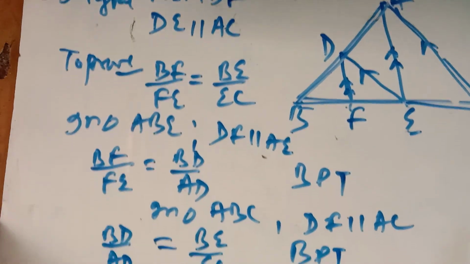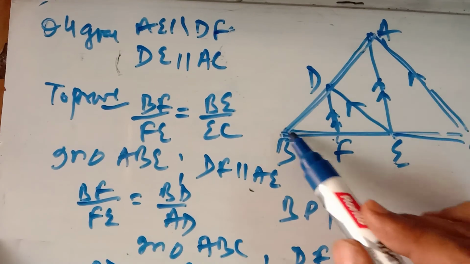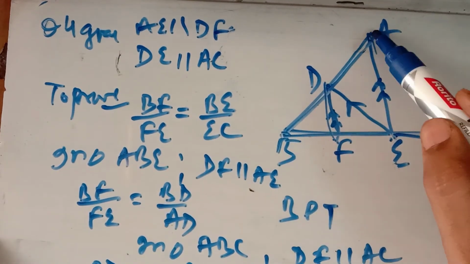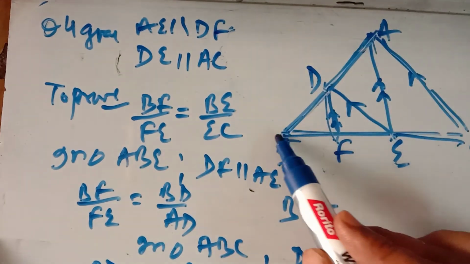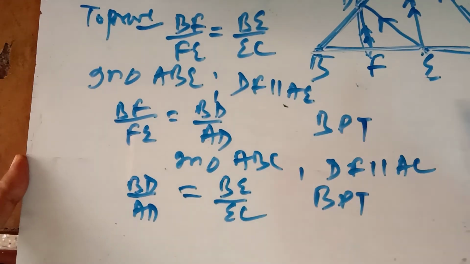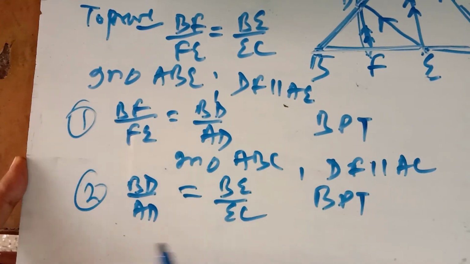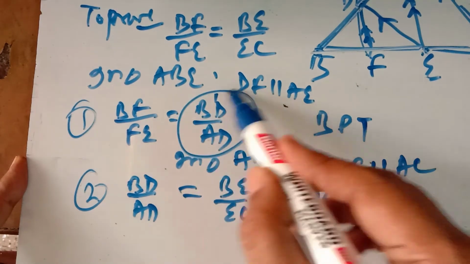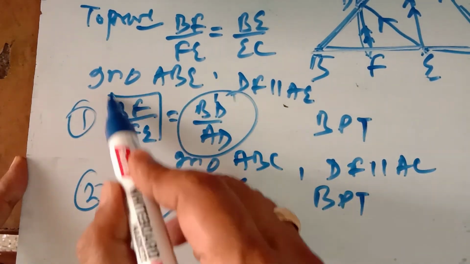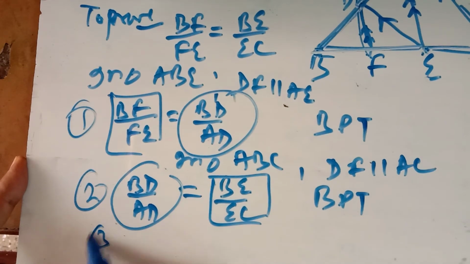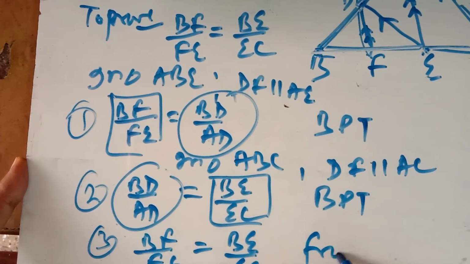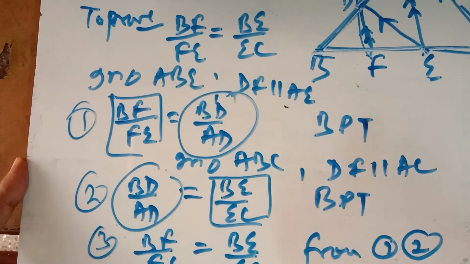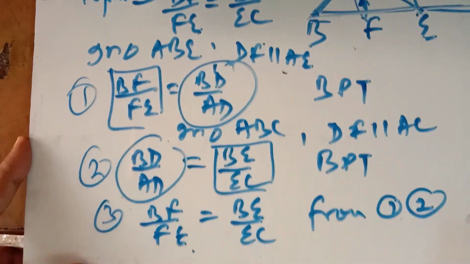Now from these two steps, BD upon AD is the same in both, so this can be equal to this. So from steps number 1 and 2, BF upon FE is equal to BE upon EC. This is what you had to prove.